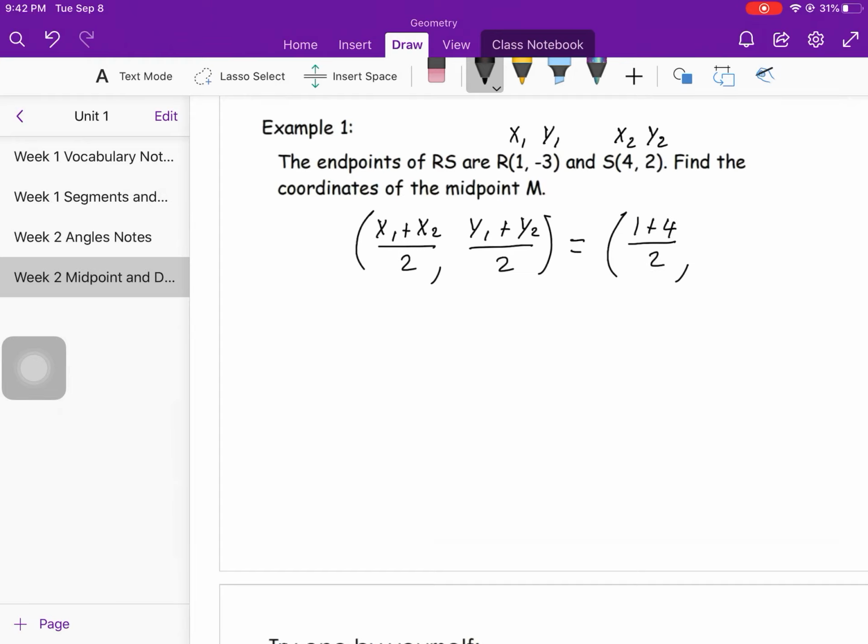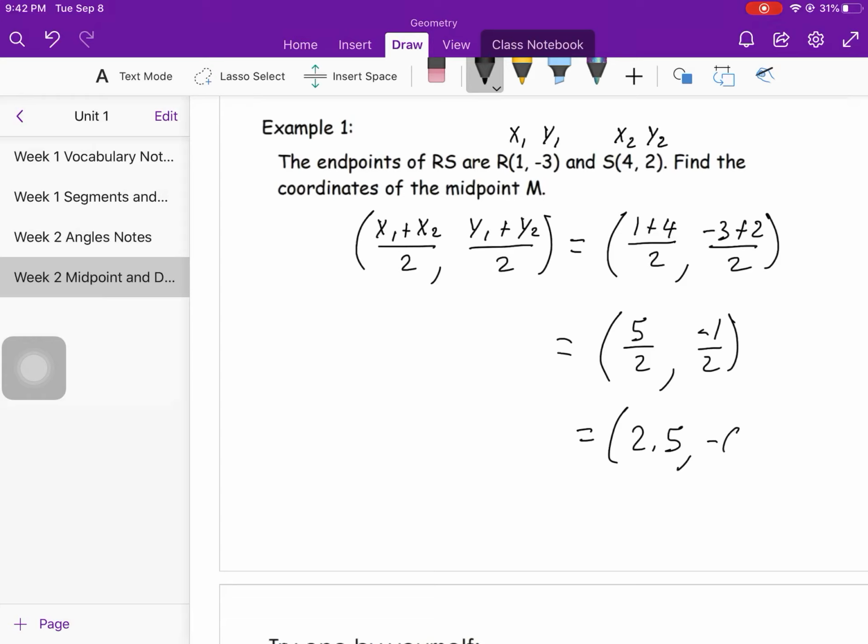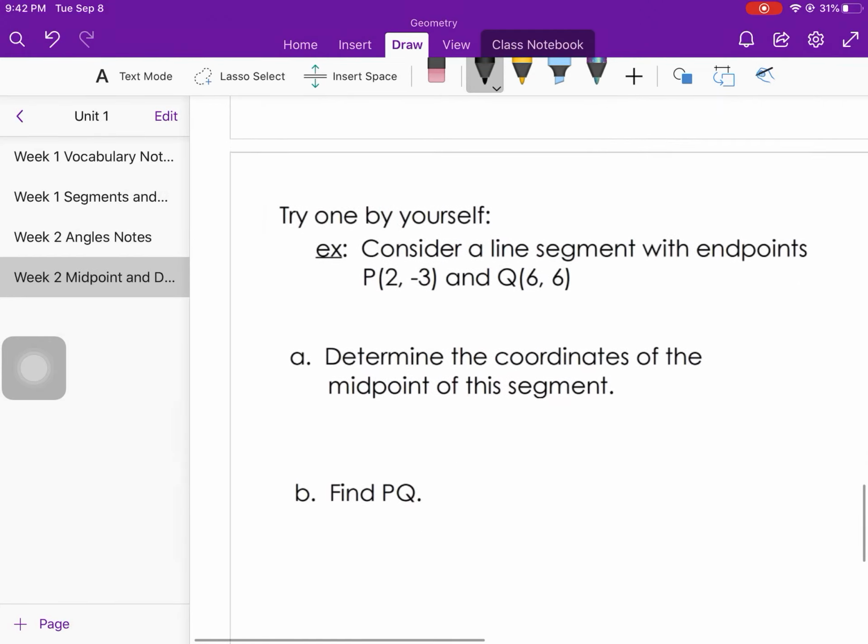So 1 plus 4 for my x's, and then negative 3 plus 2 on the other side. 1 plus 4 gives me 5. Negative 3 plus 2 gives me negative 1 over 2. And then when I simplify this, I get 2.5, negative 0.5, or negative 1/2. You're welcome to leave it as a fraction, or you can put it in the decimal form. Either one would work for me.